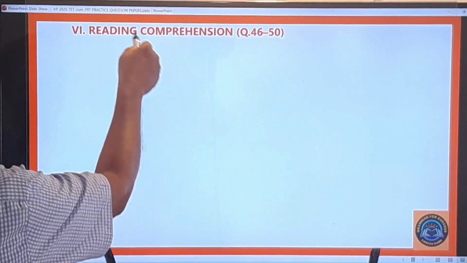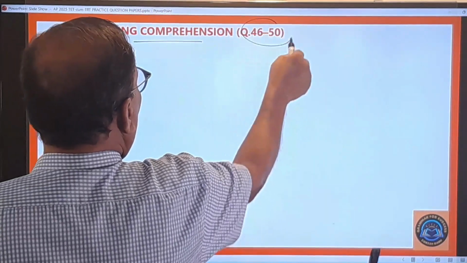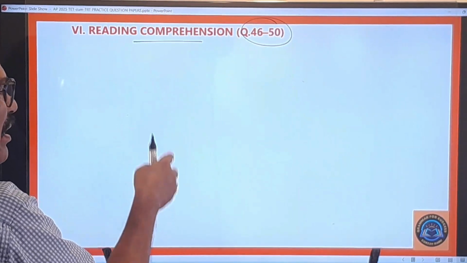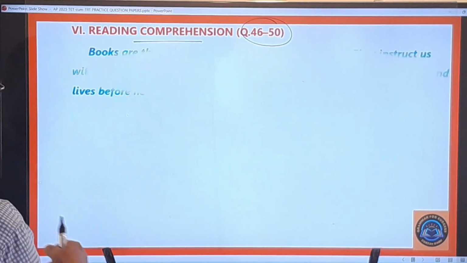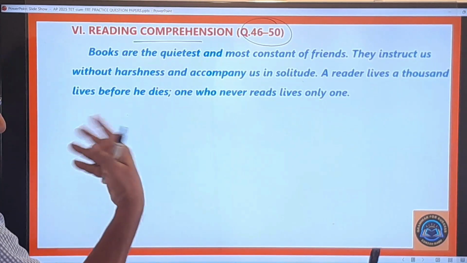Right. The last section of this question paper is reading comprehension. Again, you are going to answer 5 questions after reading the given passage. So, what passage is given here? I will briefly explain this for your idea's sake.